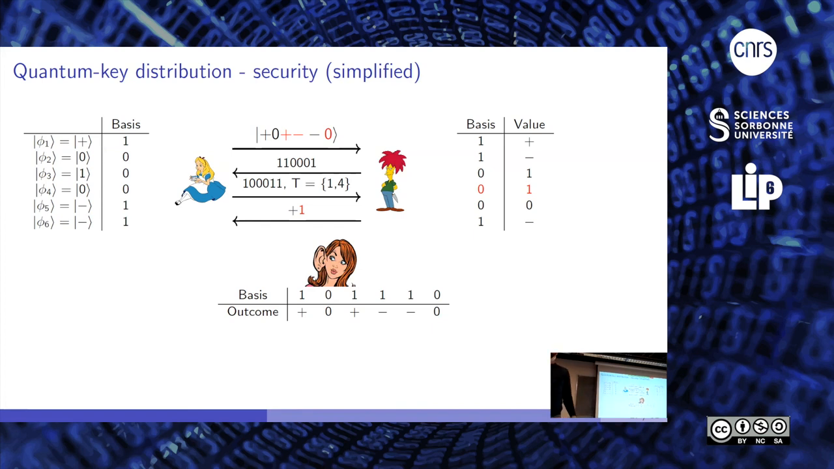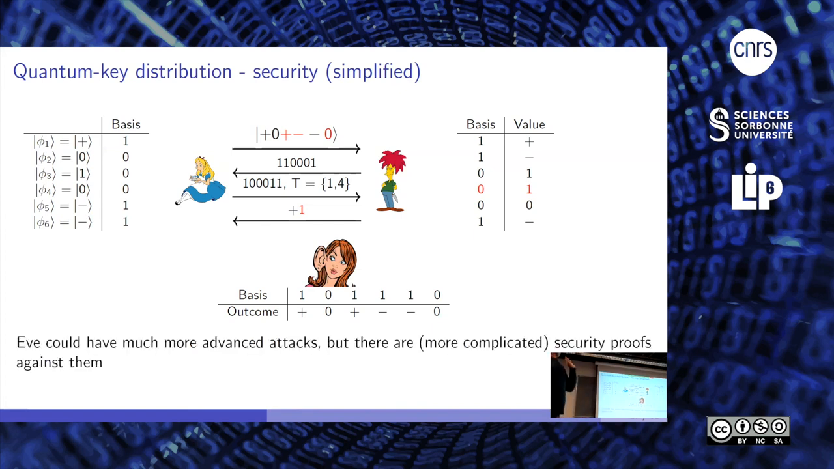And as I said, this is a very simplified protocol and attack, so there could be many more nasty things that you could do. And you have a security proof that formally shows that if she's doing something, then either Bob and Alice realize that, or it is not important enough, and they can distill a secret key from that anyway. But this requires much more advanced techniques.